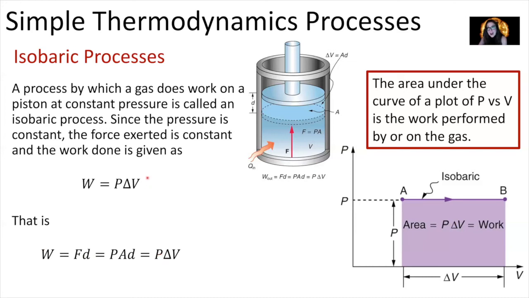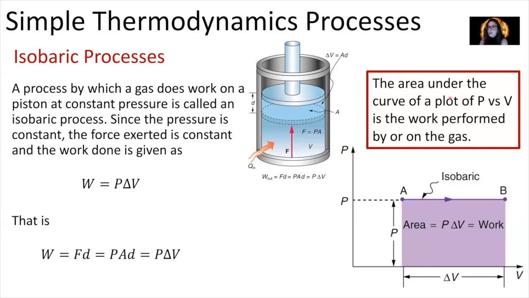Now our gas can only do work then in an isobaric process where pressure is constant if we change the volume. And this change in volume at constant pressure can only happen if we have some net heat that's being transferred into the system.